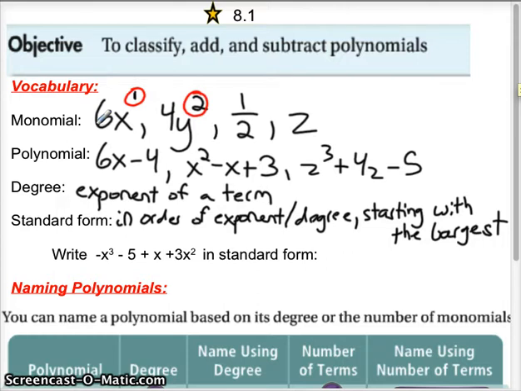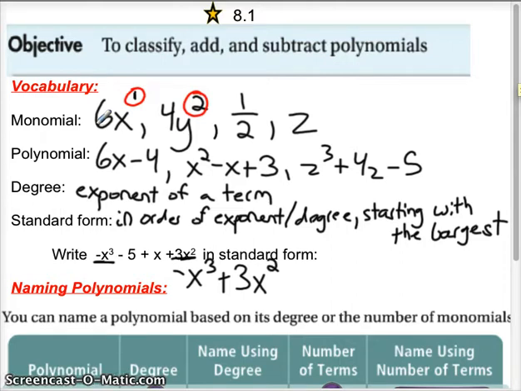So taking a look at that example, negative x cubed minus 5 plus x plus 3x squared. So what we need to do is identify what is the largest degree. Well, what's the largest exponent that we see? The largest one I see is that negative x cubed. So that's going to be the first term of my polynomial in standard form. Now we need to look for the next largest. Well, after 3 would come 2. So now I see that 3x squared. In standard form, that should come next.